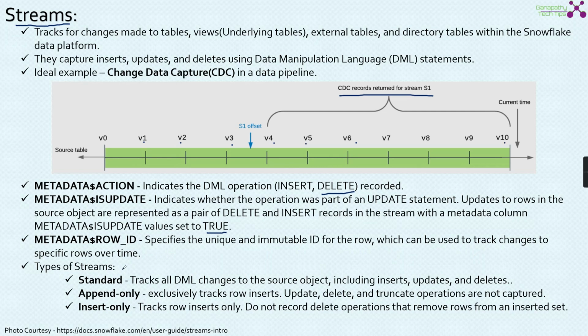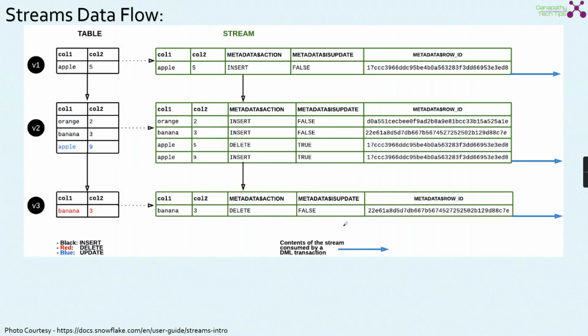There are three types of streams. Standard streams track all the DML changes to the source object, including inserts, updates and deletes. There is the append only stream. Exclusively it will track row inserts alone. Update, delete and truncate operations are not covered. Insert only streams are also there, which track the inserts only, and do not record the delete operations that remove rows from the inserted set. To understand more, there is a fantastic diagram available in the Snowflake documentation.